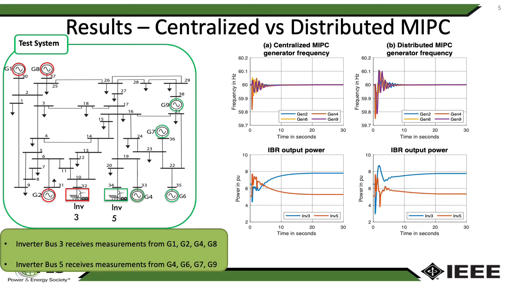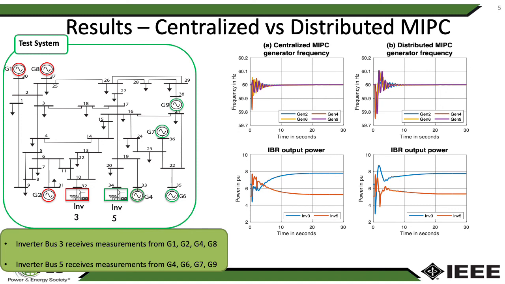Under this controller configuration, two inverters are participating in providing frequency control response. Inverter 3 at bus 32 receives information from the generators with the red circles, while inverter 5 at bus 34 receives information from the generators with the green circles. It can be observed that the distributed algorithm initially results in more frequency deviation and uses more inverter power compared to the centralized algorithm. But as the estimator becomes able to accurately estimate the unavailable states and disturbances to the system, each inverter running the algorithm is able to determine what its optimal power output should be.